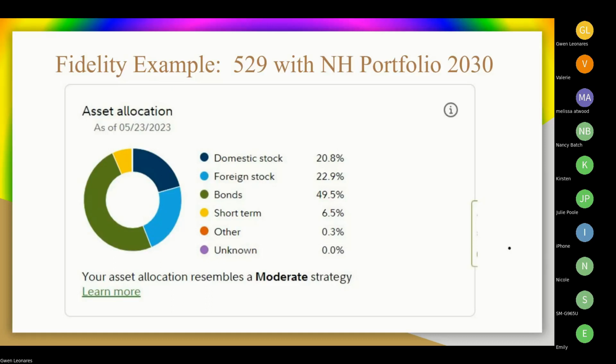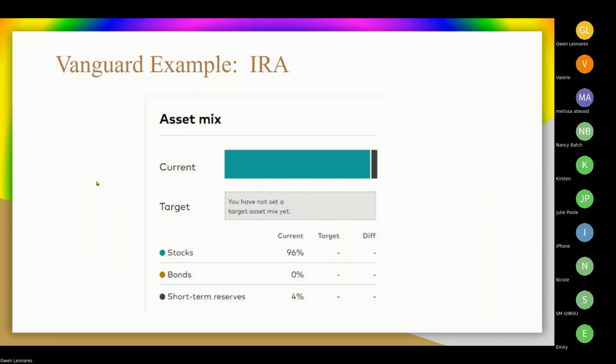On the next page, I have an example from Vanguard. I did have to click around more on this one. This is just a regular Vanguard IRA that I inherited from my dad, who loves stocks. Even in retirement, he was mainly stocks. And so I'm 96% stock and only 4% short-term reserve. But this is what it looks like on Vanguard.